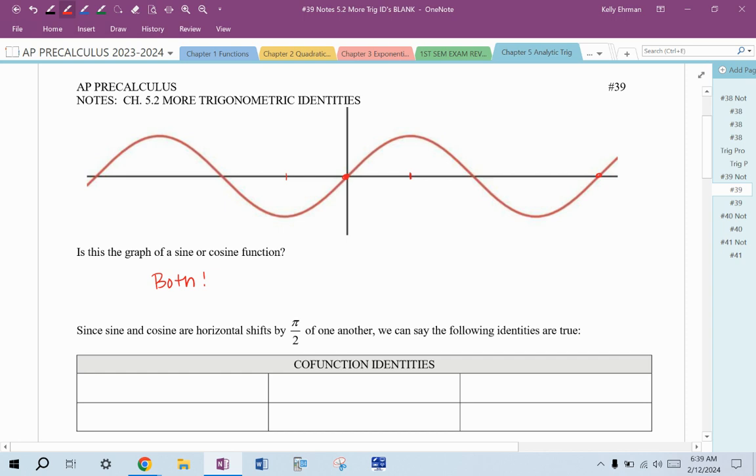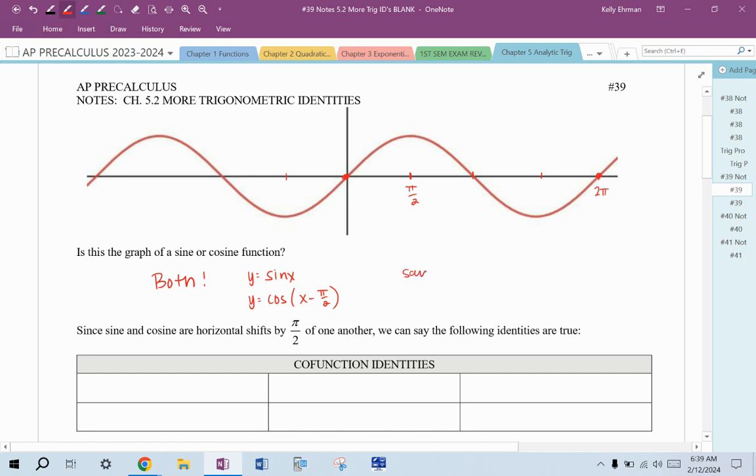If we were to shift this over to the right, assuming this is a period of 2 pi, then it could be a y equals sine x graph, or it could be a y equals cosine of, shift this to the right, like x minus pi over 2. It could be negative cosine of x plus pi over 2. There's all kinds of combinations here. So you could have either a sine or a cosine function depending on how you shift it.